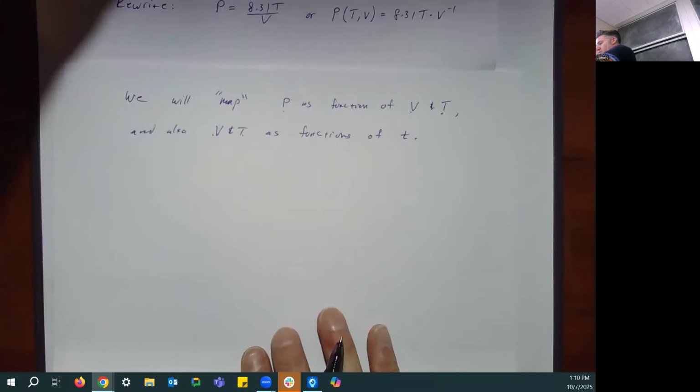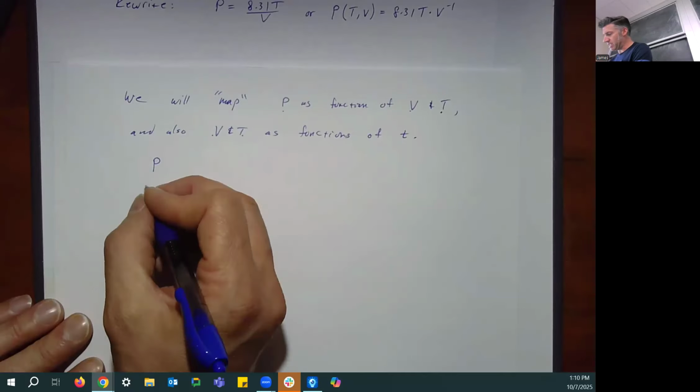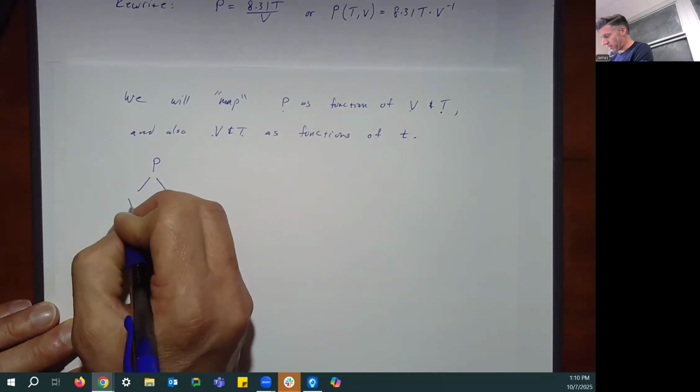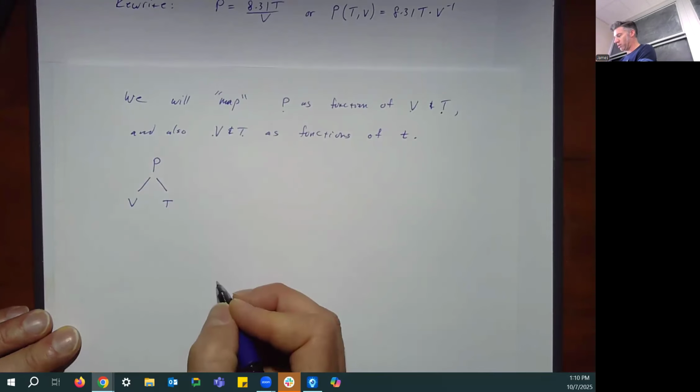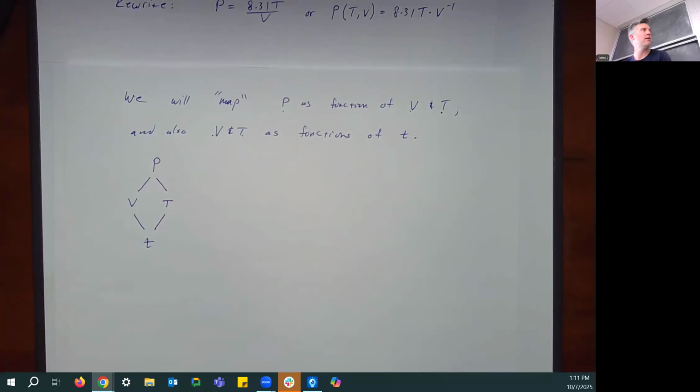So typically you start from the top. Pressure at the top is a function of some stuff. It immediately is dependent on volume and temperature, but then volume and temperature both are dependent on time. It's a very typical diagram for using the chain rule to find the derivative, etc. So what's the question asking us?